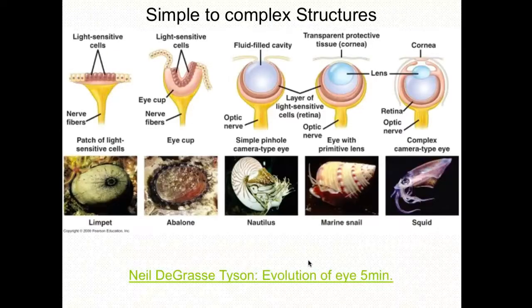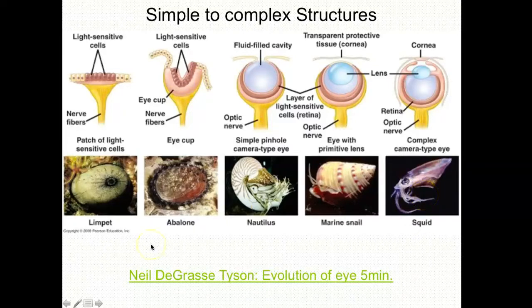All right, and then our last example here is moving from a simple structure to a more complex structure. So I'm going to post this video of Neil deGrasse Tyson going over the evolution of the eye, and I'm going to create a little quiz because I want you guys to watch it, and it'll be part of your lab assignment. So you'll see that in your Canvas.